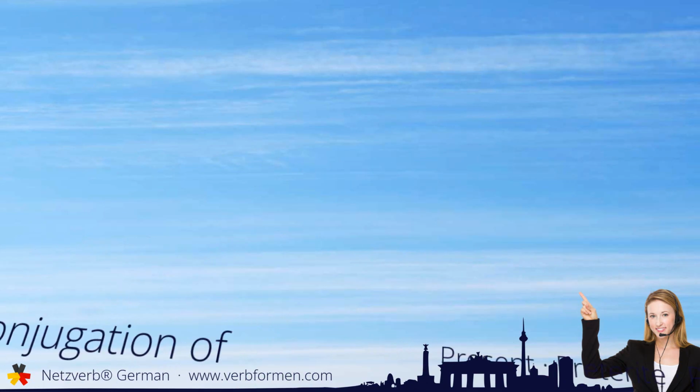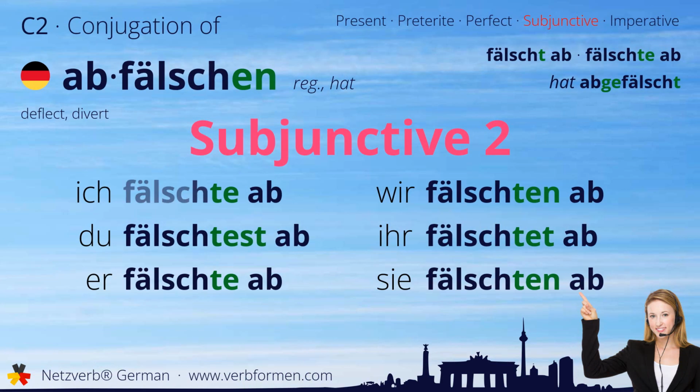Now we move on to the subjunctive two. Ich fälschte ab. Du fälschtest ab. Er fälschte ab. Wir fälschten ab. Ihr fälschtet ab. Sie fälschten ab.